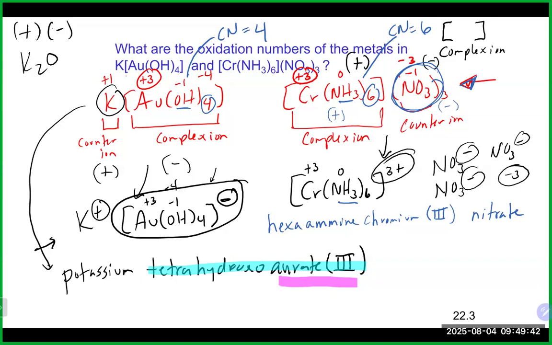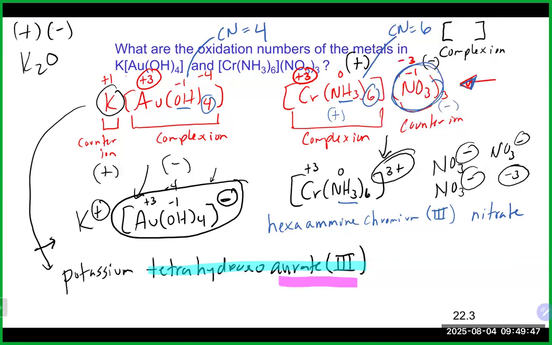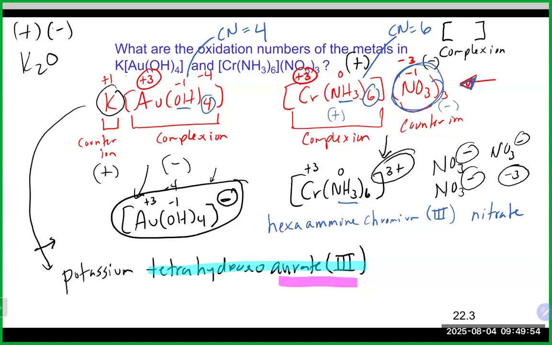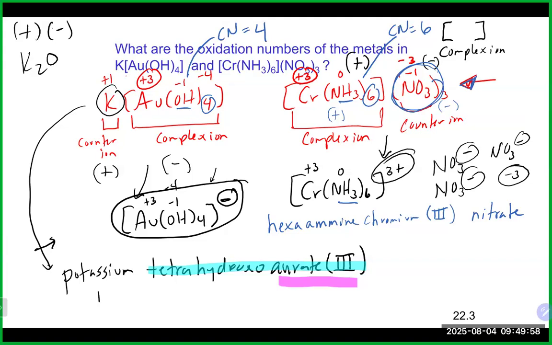Now, what would happen if we wanted to just name the complex ion without the counter ion? It's not a coordination compound. We just have the complex ion present, and we want to give its name. We basically give the same name except for the potassium. So this would be tetrahydroxochromate(III), and then we simply put ion at the end. So if you don't have the counter ion, you name it the same way and just put ion at the end.